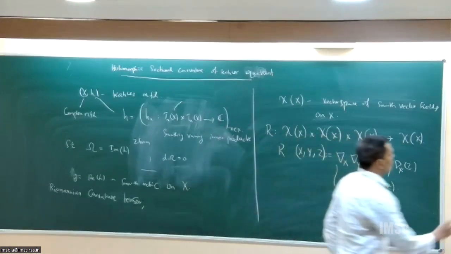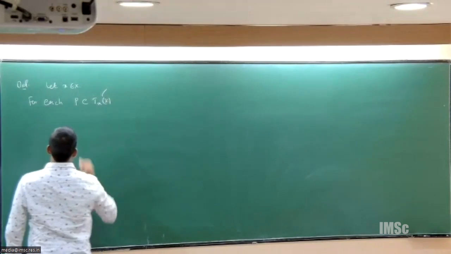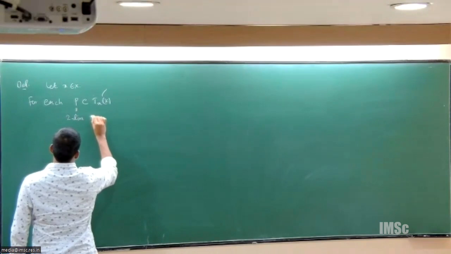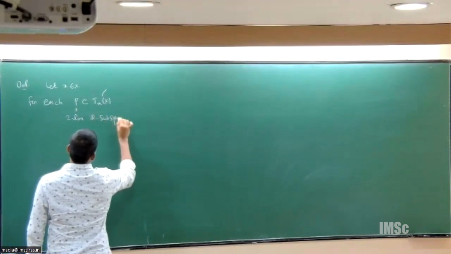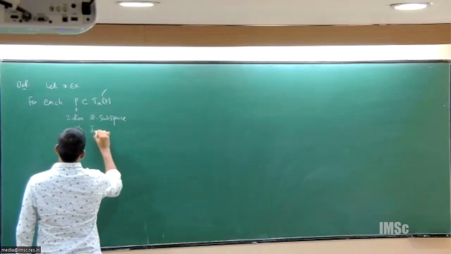So now I will define what is holomorphic sectional curvature. Holomorphic sectional curvature is defined on holomorphic planes in the tangent spaces. So let x in X, and for each x, the tangent space is a complex vector space. So for each two-dimensional real subspace which is invariant under this complex structure.